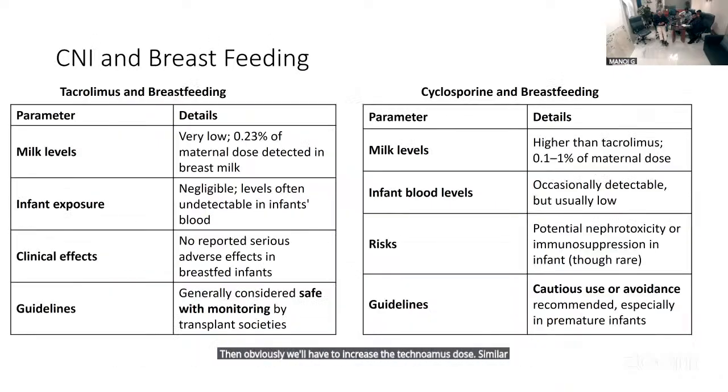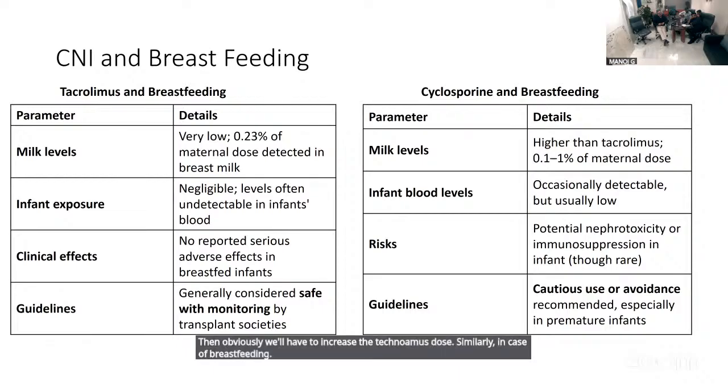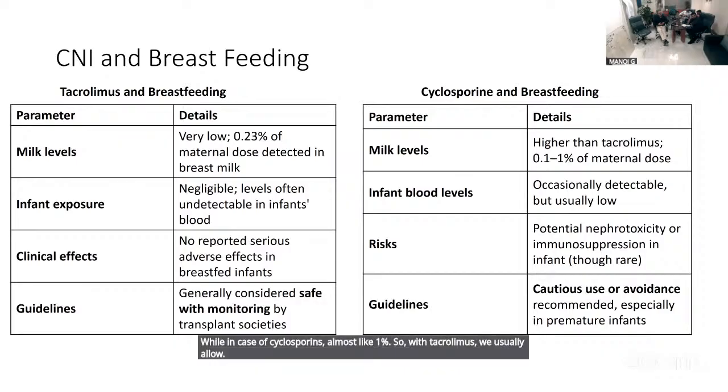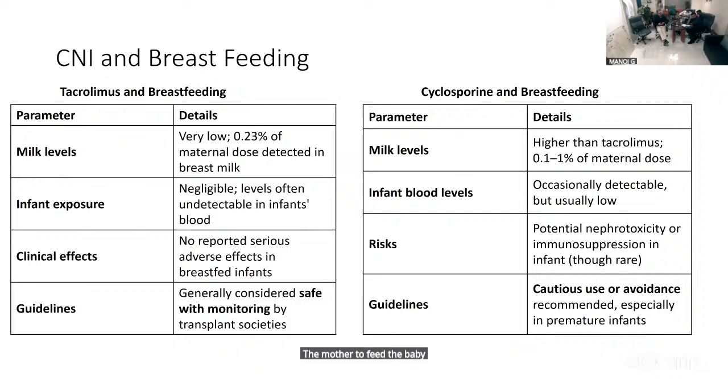Similarly, in case of breastfeeding, only 0.23% of the maternal tacrolimus dose is detected in the breast milk, while in case of cyclosporin it is almost 1%. So with tacrolimus, we usually allow the mother to feed the baby, while in case of cyclosporin, we always instruct it to be a cautious use, or it is better to avoid breastfeeding the baby.